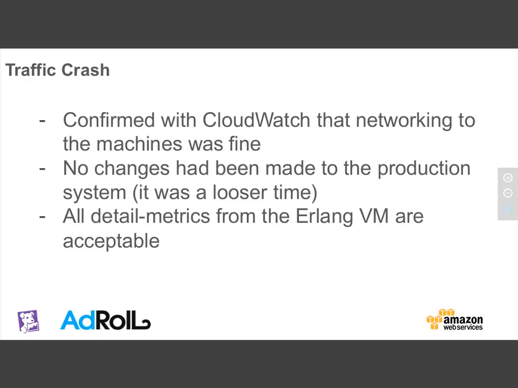So we confirmed with CloudWatch that the networking to the machines was fine. We could receive traffic in and out. The standard background traffic had not been interrupted on the weekend, so that wasn't the problem. No changes had been made to the production system on Friday afternoon either. This is also a looser time in the bidding team, and sometimes that would happen. And all of the detail metrics from the VM are acceptable. So the run queues aren't backed up. We've not exhausted any internal resource to the VM. Everything looks good. And so basically we have no idea what's going on.